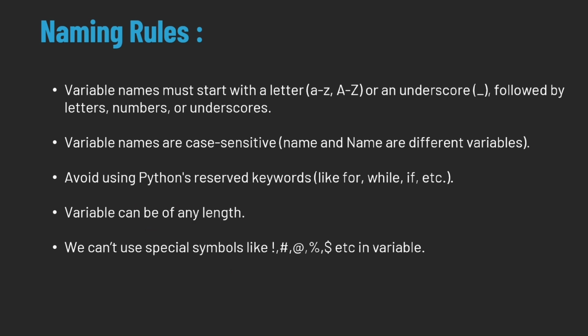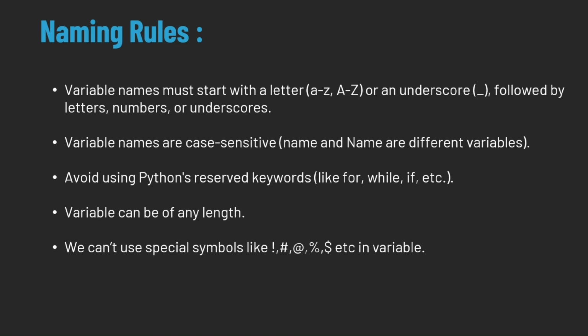After discussing the declaration of variables, let's go through variable names. When we create a variable, which is like a container for data, we need to give it a name. Here are some rules for naming variables in Python. First, start with a letter or underscore. Variable names must begin with a letter or an underscore. After the first character, we can use letters, numbers, or more underscores.